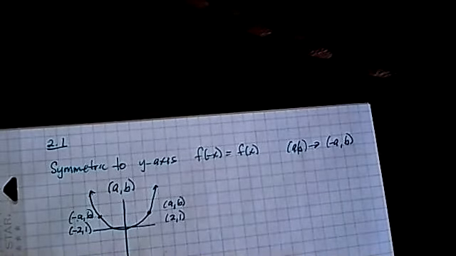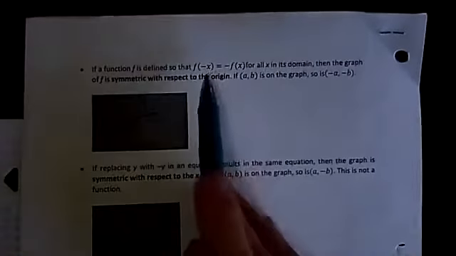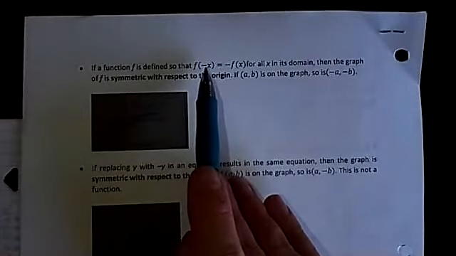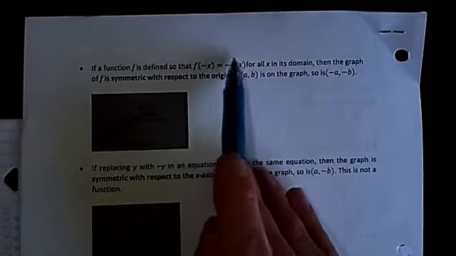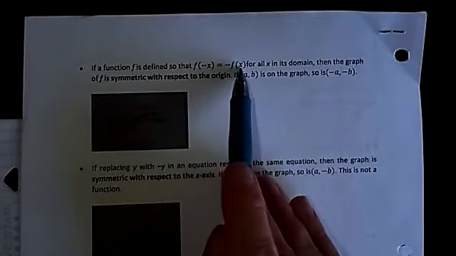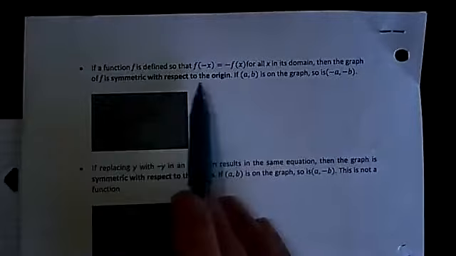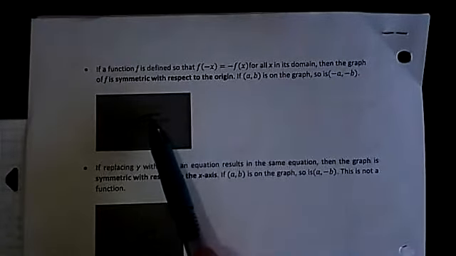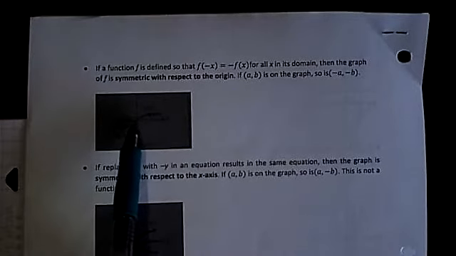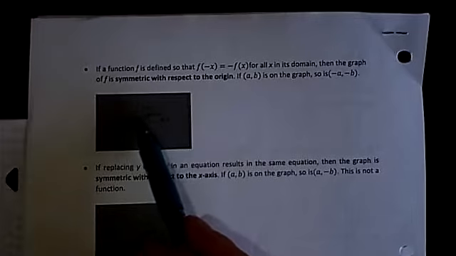So let's look at this one here. Okay, so here we have symmetry to the origin. So if I put a negative x into my function, and I can simplify it by pulling a negative out and ending up with the original function, then the graph has symmetry with respect to the origin. Now I want you to kind of see this. It's kind of hard to see, but here is AB. And this is like a 180 rotation around. That's what symmetry with respect to the origin is. So if I have point AB on it, then I'm going to have point negative A, negative B.